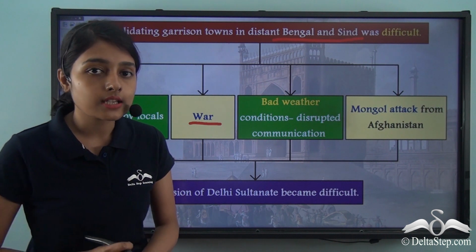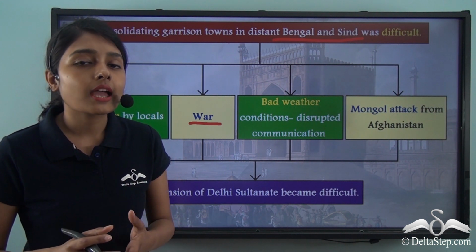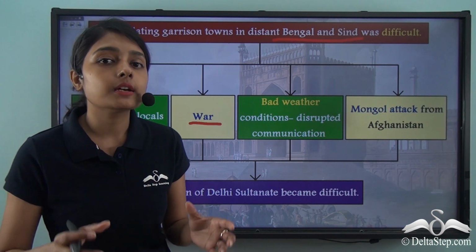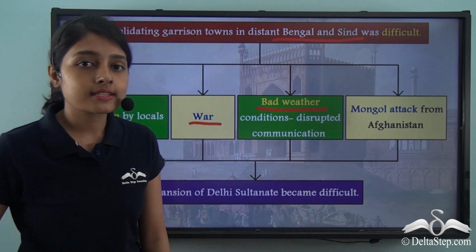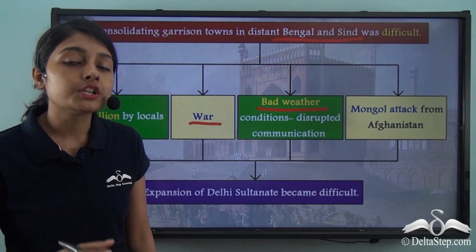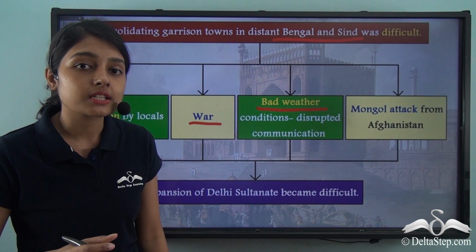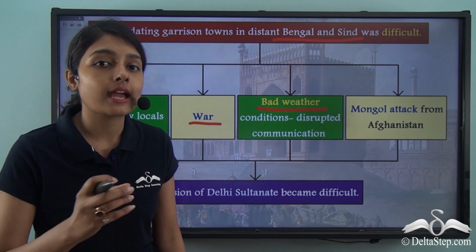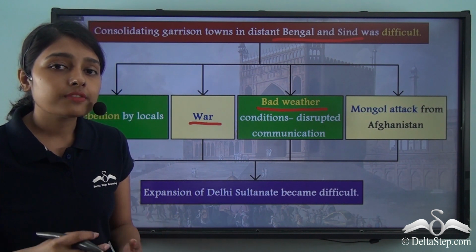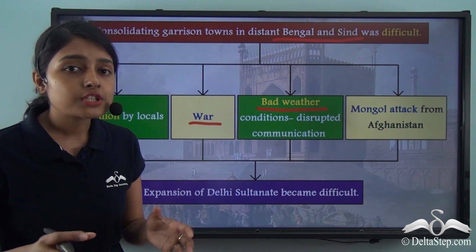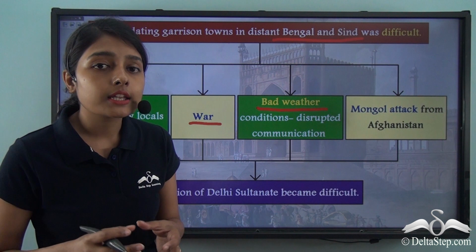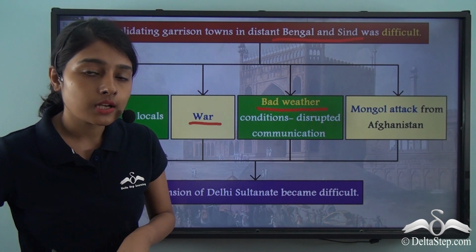Along with that, nature also played a major role in this. Bad weather conditions were posing a huge challenge or impediment in this process of consolidating garrison towns. Bad weather conditions in turn disrupted communication, which is why the sultans were unable to consolidate the garrison towns.